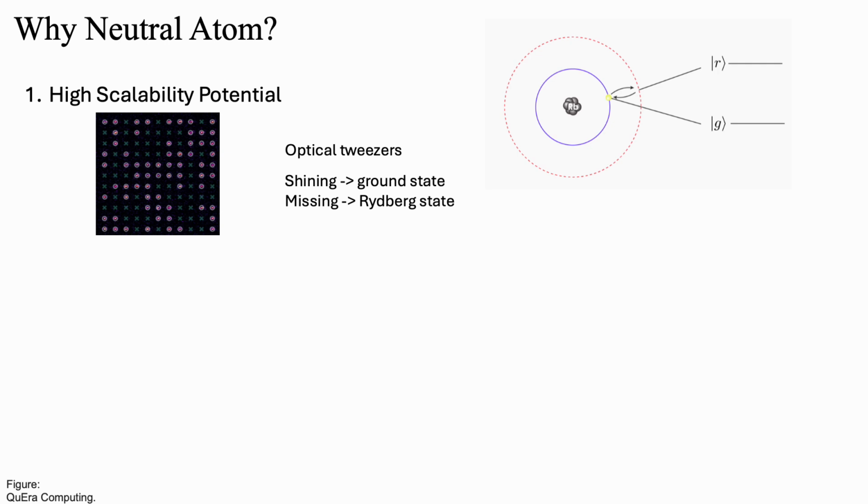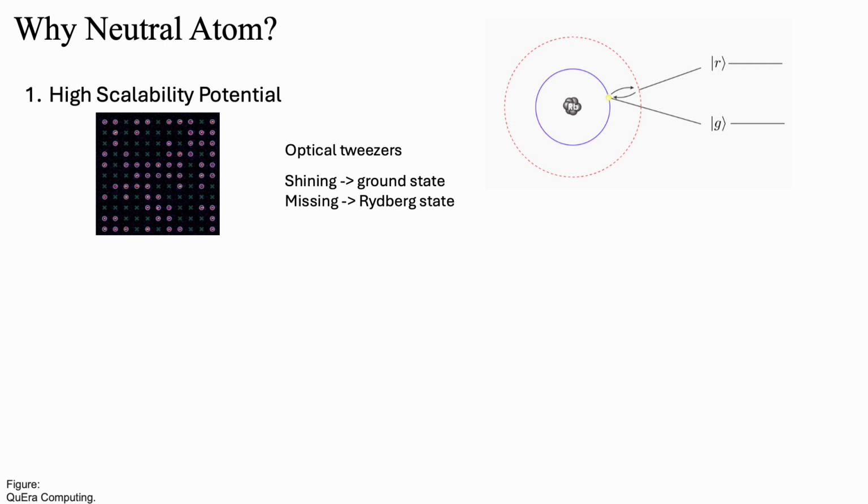Why are neutral atoms so exciting for quantum computing? There are several key reasons. The first is that they have high scalability potential. We can trap and arrange hundreds or even thousands of atoms using optical tweezers. These are highly focused laser beams that act like tiny tractor beams for individual atoms.